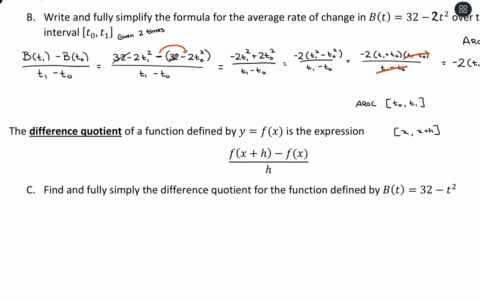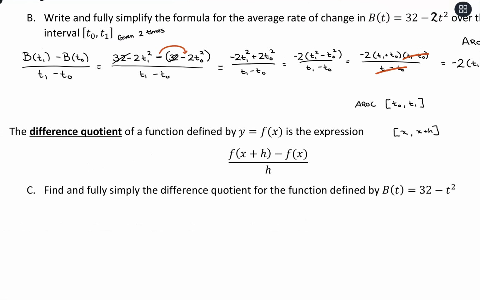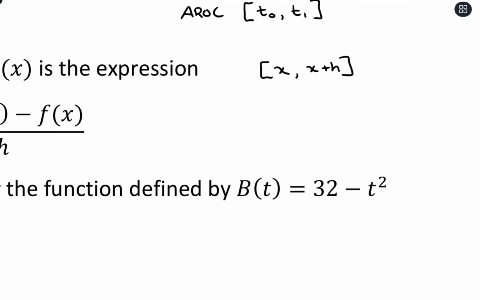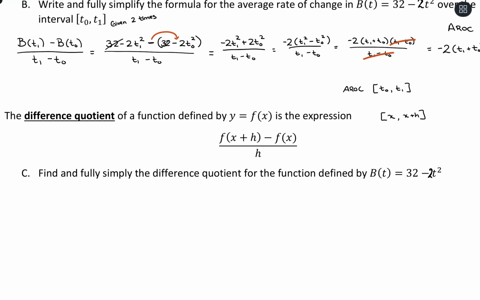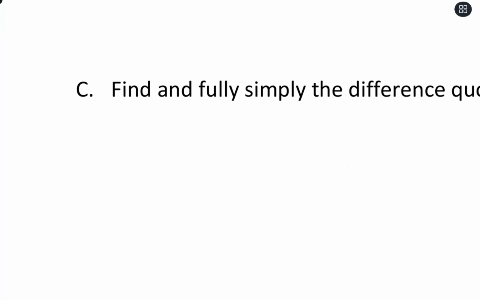So what we're going to do here, like we did up above in part B, is look at the difference quotient with our function, 32 minus 2t squared. So let's take a look at what that looks like.